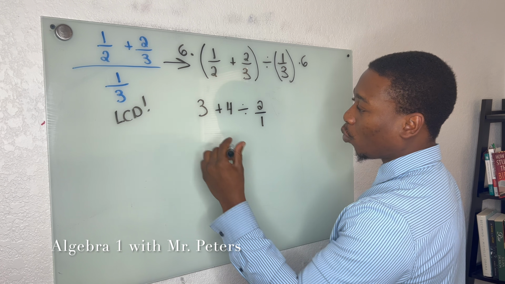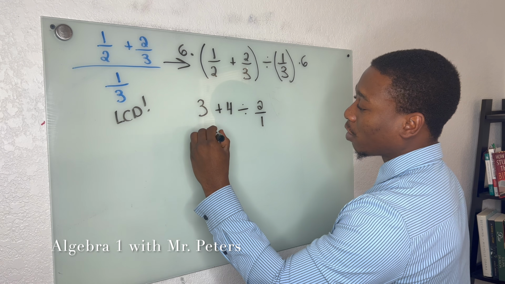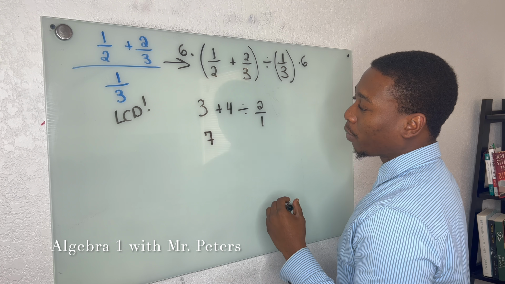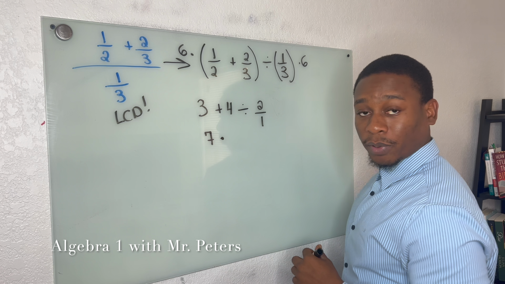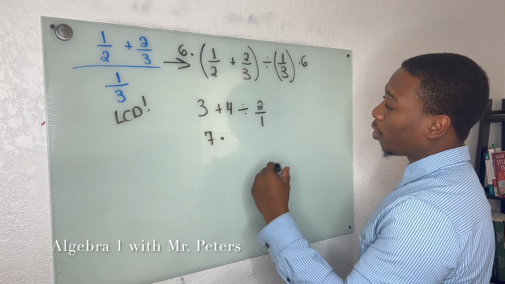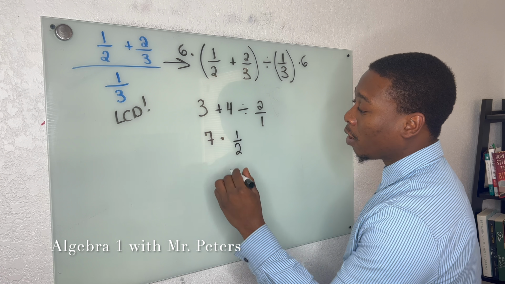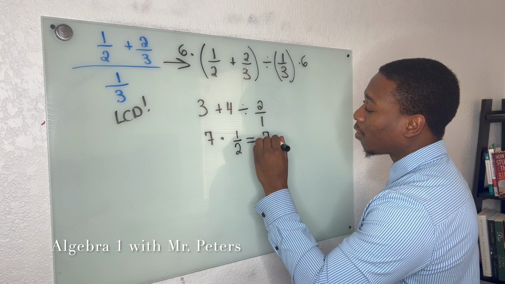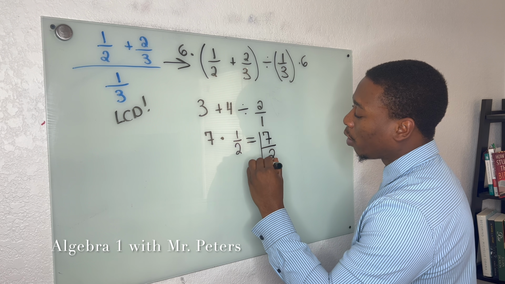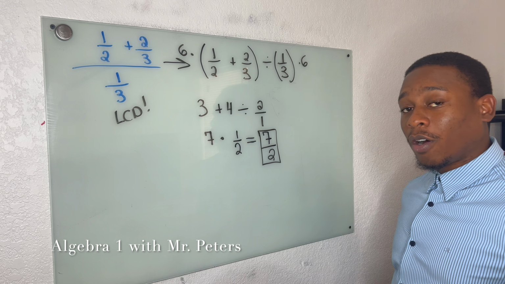Now at this step, we're going to do keep, flip, change. So after we add, this is going to stay the same, right? So 7 we keep, we change the division sign to a multiplication sign, and then we're going to flip 2/1 to 1/2. So now once we simplify, we are going to get 7/2 as an answer.